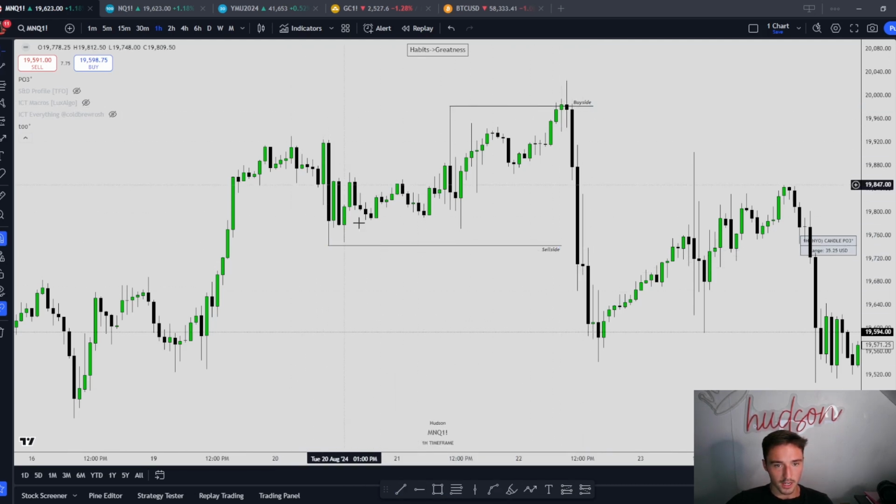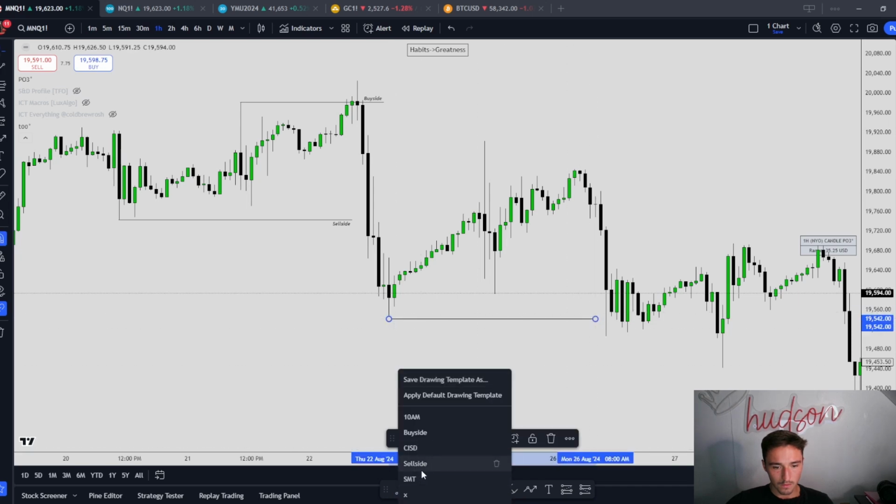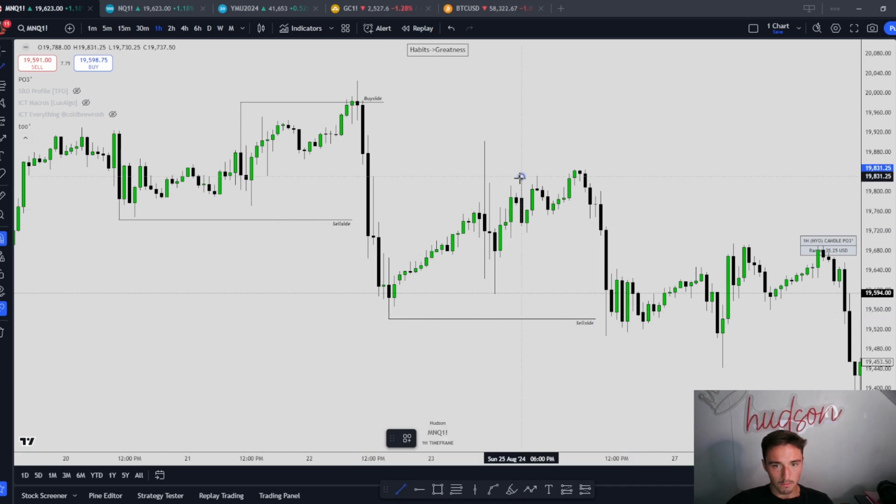So we're in this tight range. We purge buy stops right before New York session starts. Come the entire way down this Thursday, purge the sell stops, right? And then what do we do here? Create a new range. Come up, purge these buy stops, right?